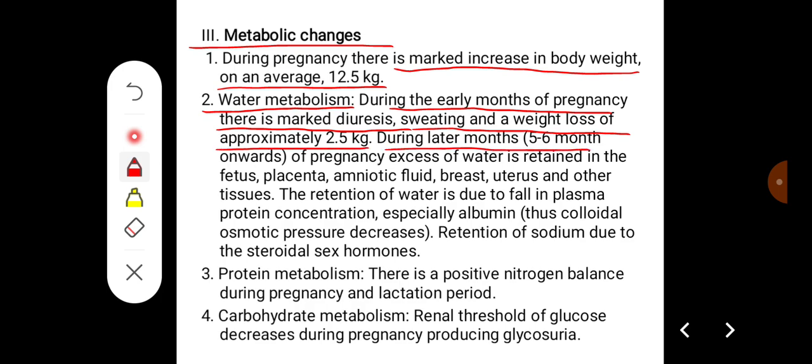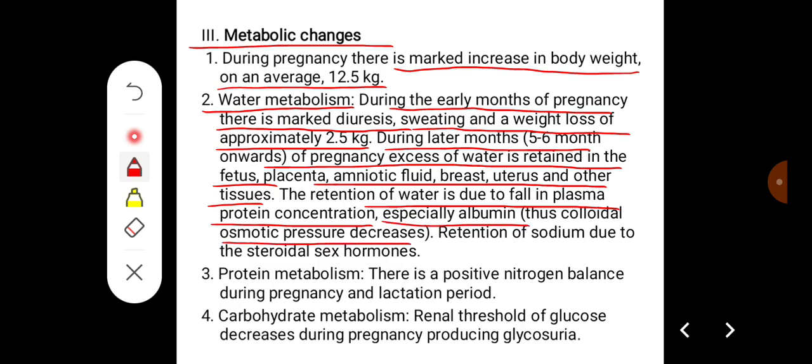During later months, that is around 5 to 6 months onwards of pregnancy, excess water is retained in the fetus, placenta, amniotic fluid, breast, uterus, and tissues. The retention of water is due to the fall in plasma protein concentration, especially albumin. Thus, the colloidal osmotic pressure decreases. Retention of sodium due to the steroidal sex hormones occurs.